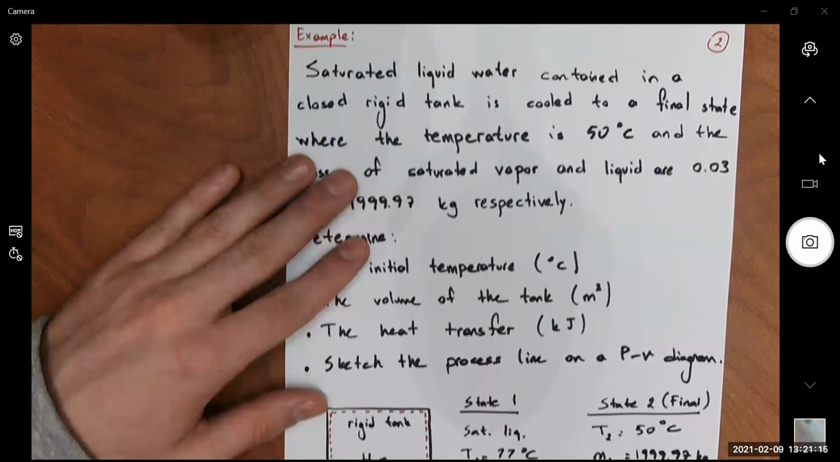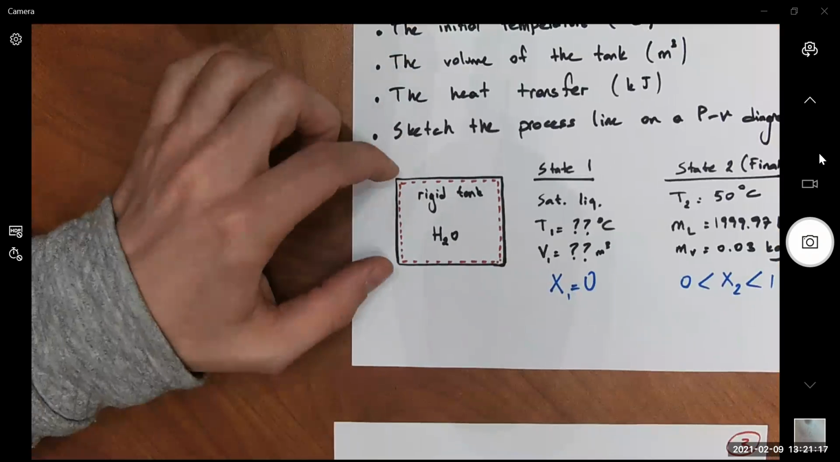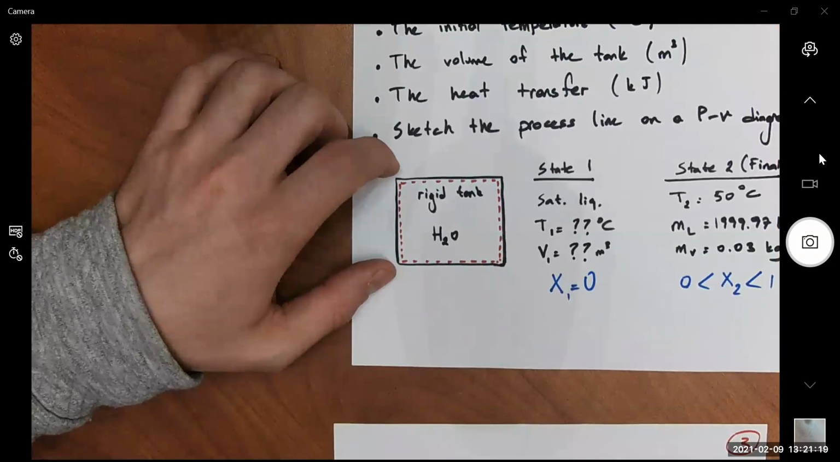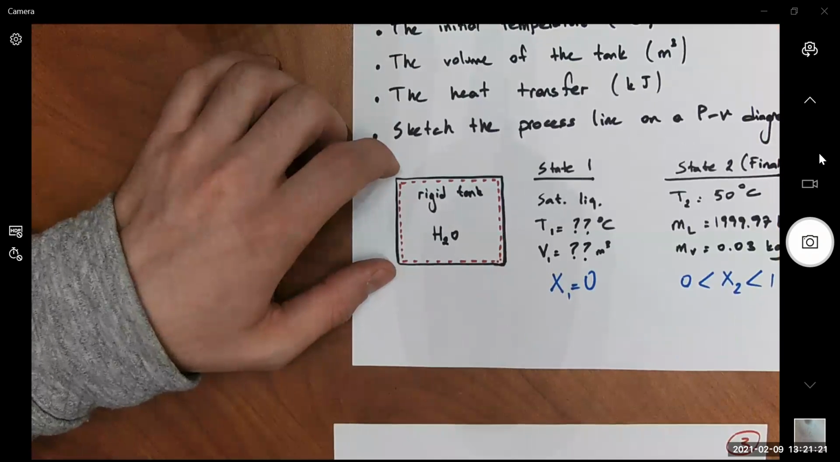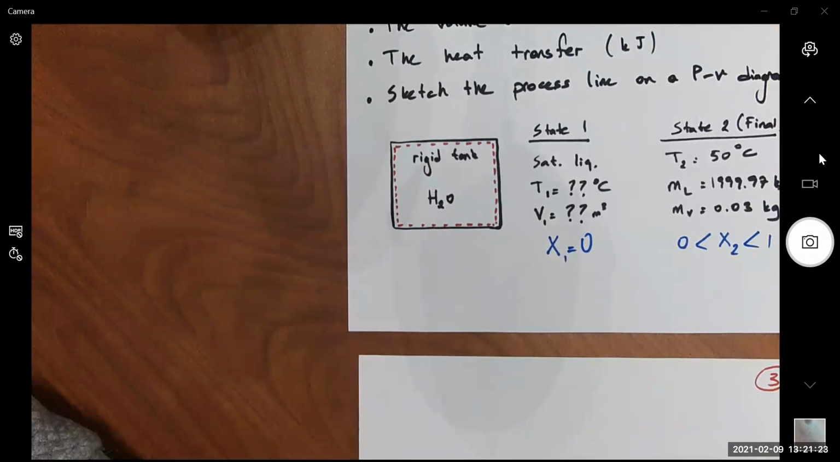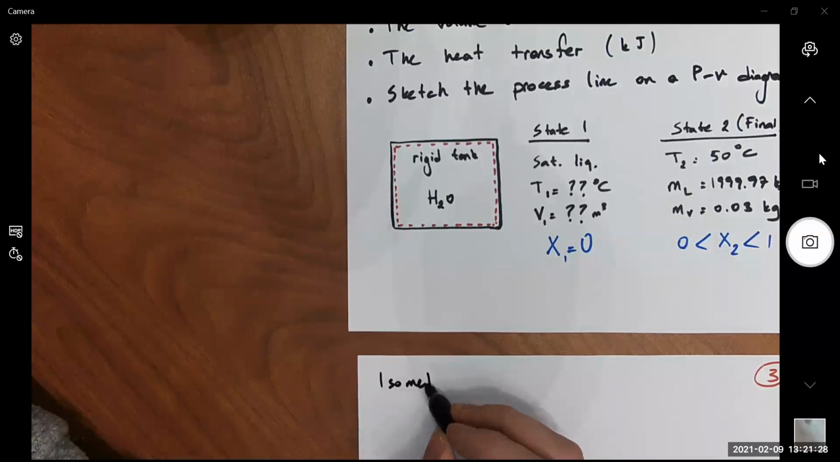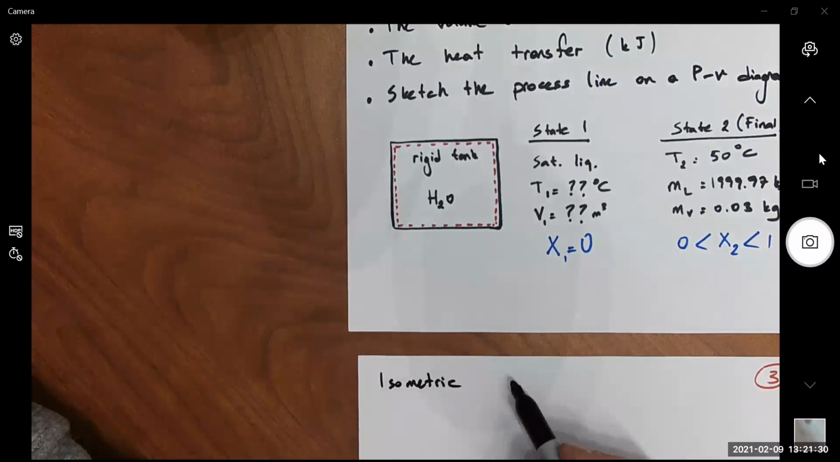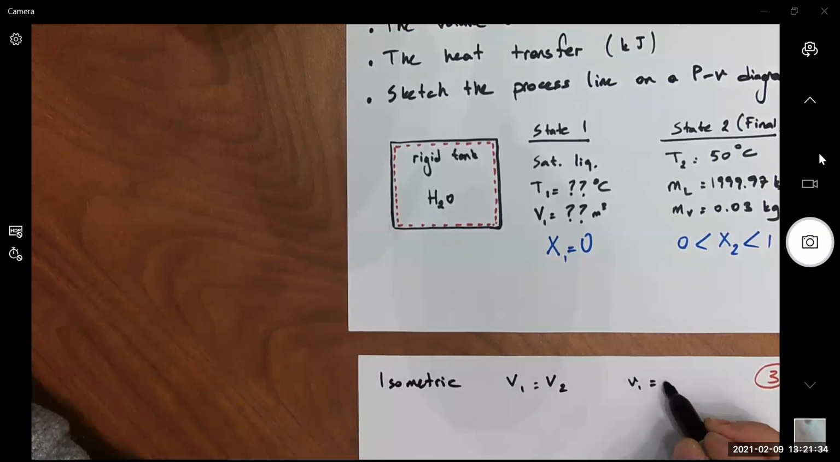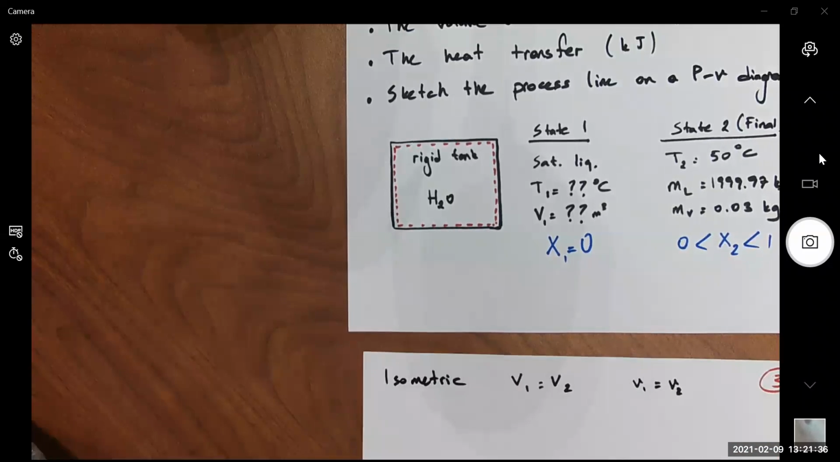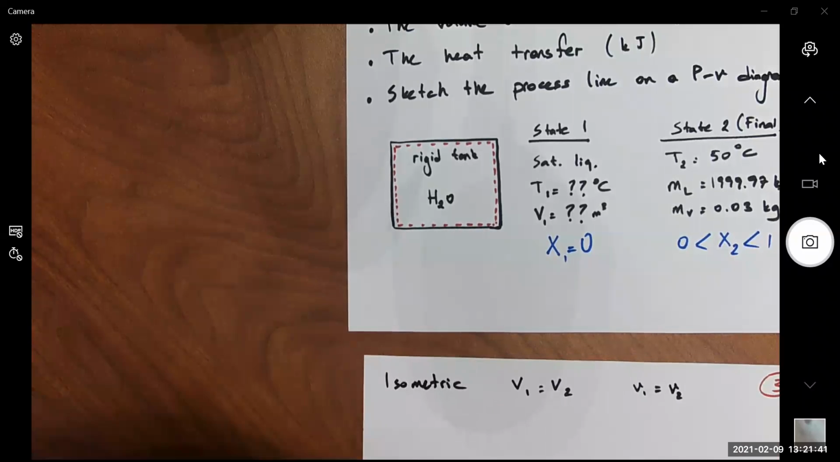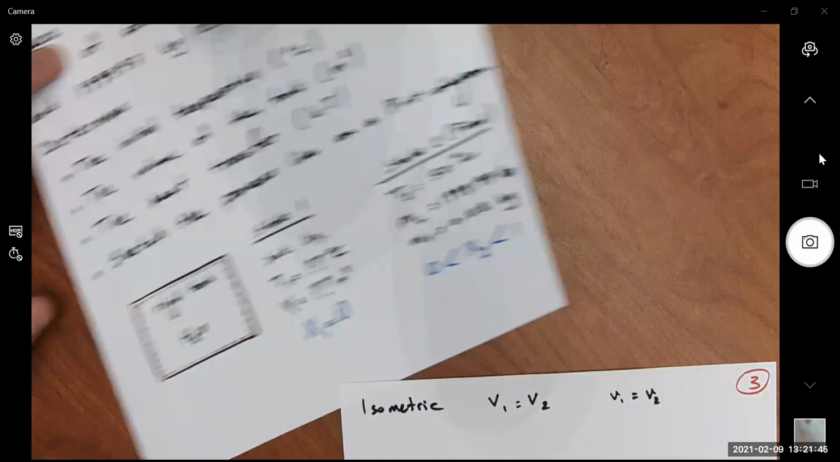In this case, I have a rigid tank. What does it mean? Constant volume. My process in this case will be isometric. Right? So volume one equals volume two, or specific volume one will be equal to specific volume at state two, or final state. Okay. Again, because it's a rigid tank.